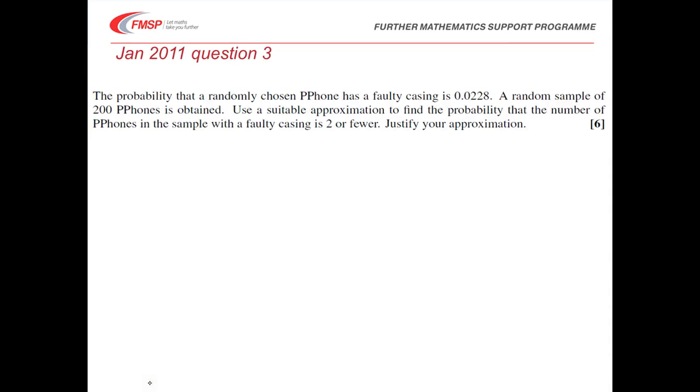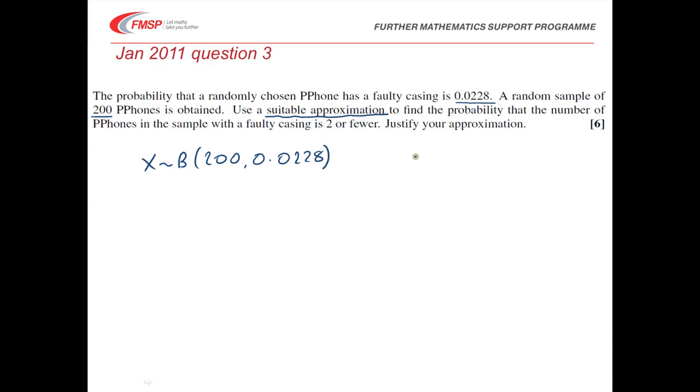Okay, so January 2011. Question 3. The probability that a randomly chosen phone has a fault is this. A random sample of 200 is obtained. So you need to realize, before we even think about reading the rest of the question, this is really a binomial distribution. Either they have a fault or they don't. So that's really quite important. And we're asked to use a suitable approximation.